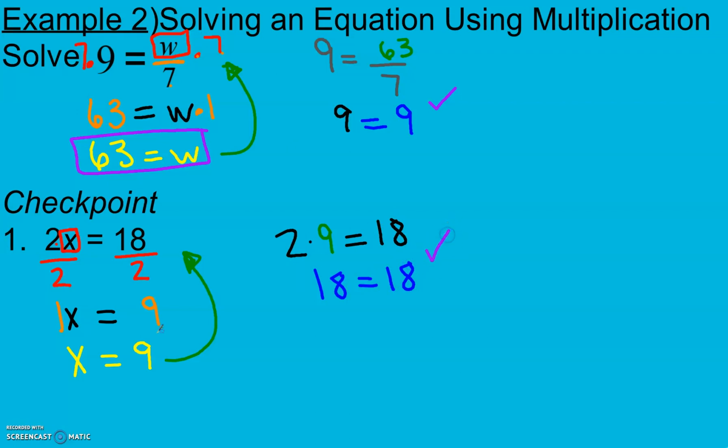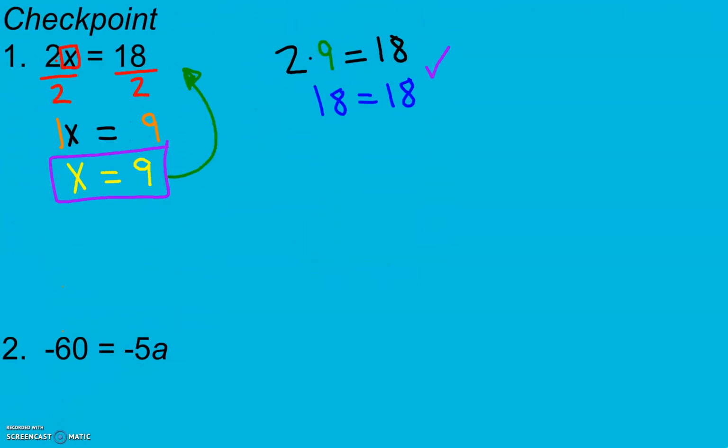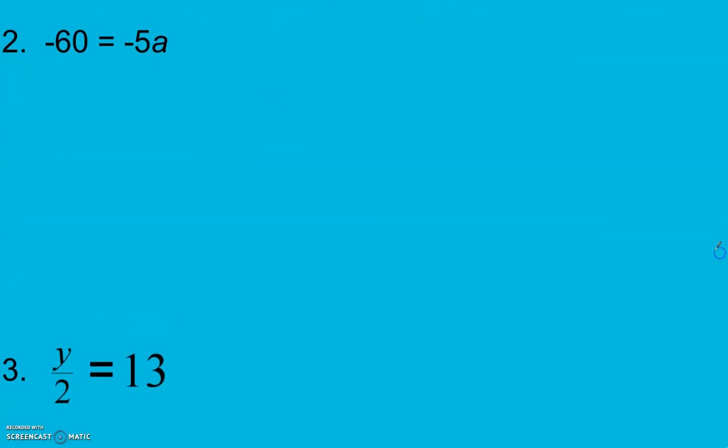That's true. So since it's true, our solution is correct. A is being multiplied here. So to get rid of multiplication, we divide. Remember, that's a -5 times A, not subtraction. So to get rid of multiplication, we divide. And if I change one side, I have to change both sides of my equal sign.